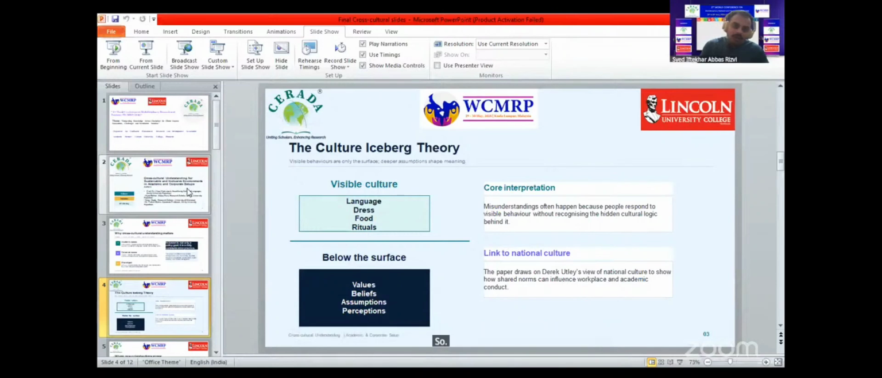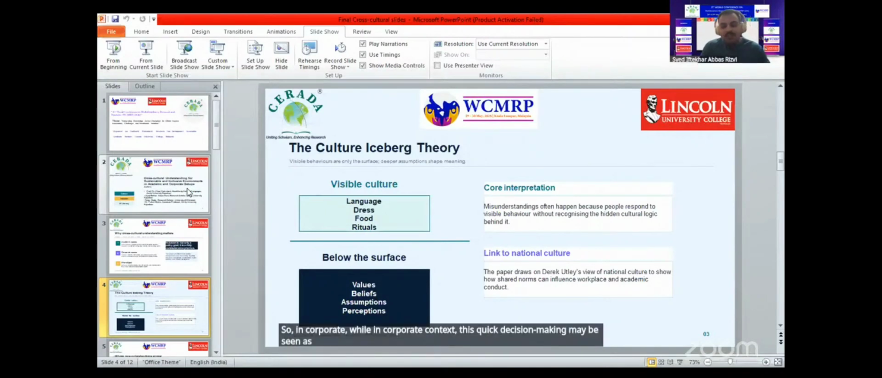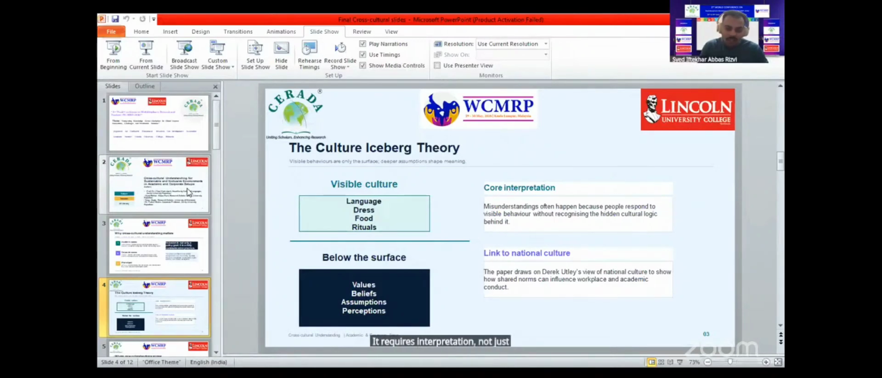While in a corporate context, quick decision making may be seen as efficiency in one culture and carelessness in another. So the iceberg model therefore teaches that cultural understanding requires interpretation, not just observation. It asks teachers, managers, students, and employees to pause before judging behavior. Instead of asking, why is this person behaving wrongly, one may ask, what cultural meaning may be shaping this behavior?